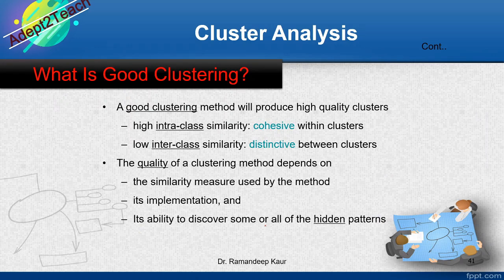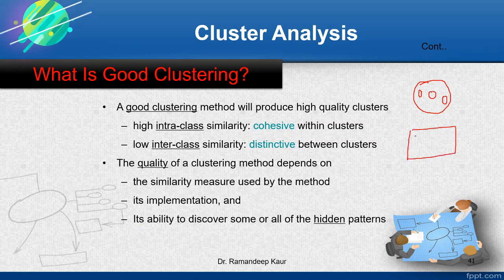Now, what is the criteria for good clustering? Every cluster should have high intra-class similarity. That means if this is one cluster wherein there are some items placed here, and there is another cluster wherein we have another set of items, then good clustering is when the items within a cluster have more similar features than the items in another cluster.